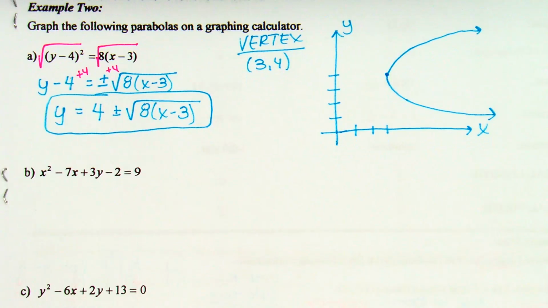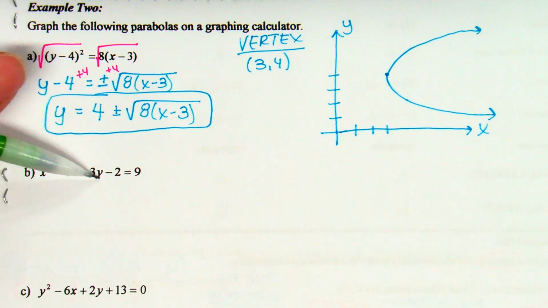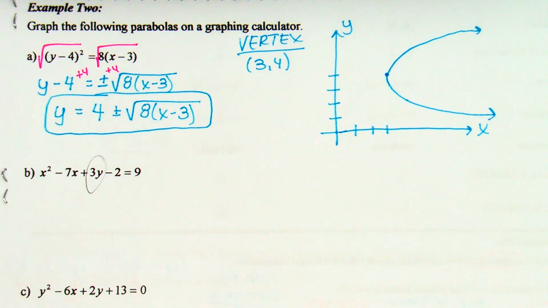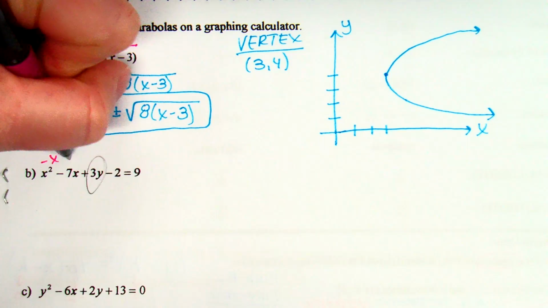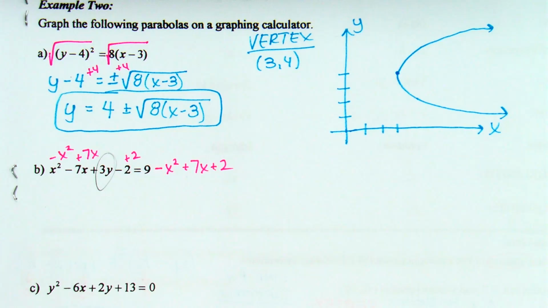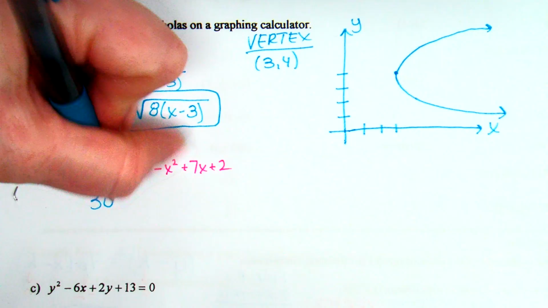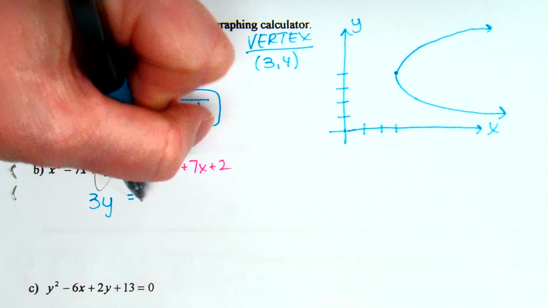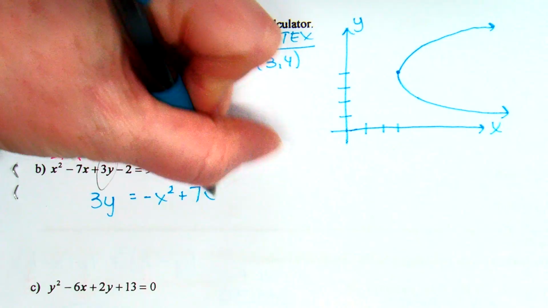B, real quick. What are we solving for again? Y. And what do you notice? There's one y term. So should that be a pretty easy one? Yeah, it should be. To get y by itself, I'm going to subtract the x squared over, add the 7x over, and add the 2 over. And then as I clean that up, I have 3y equals negative x squared plus 7x, and then 9 plus 2 makes it 11.